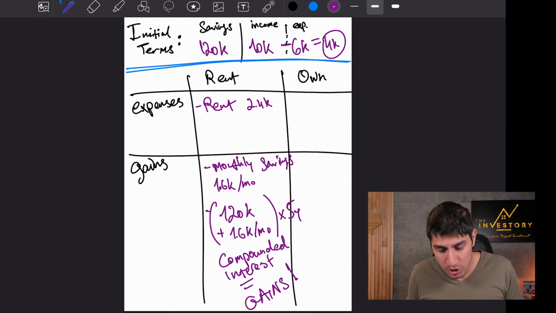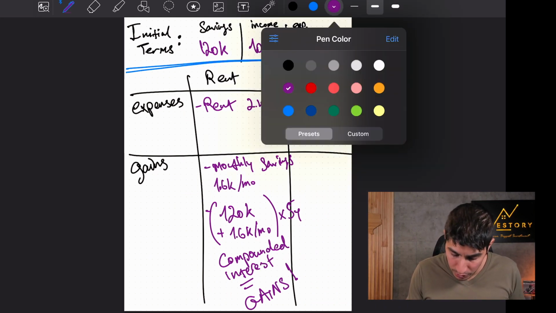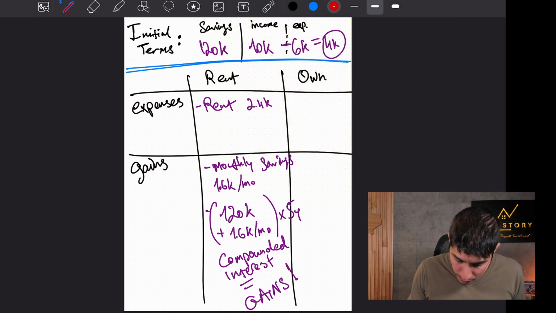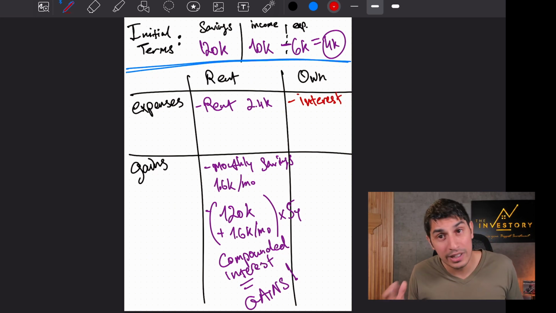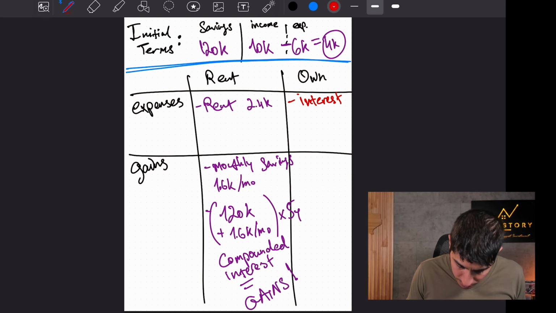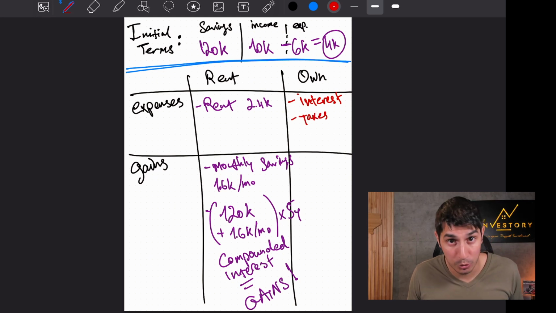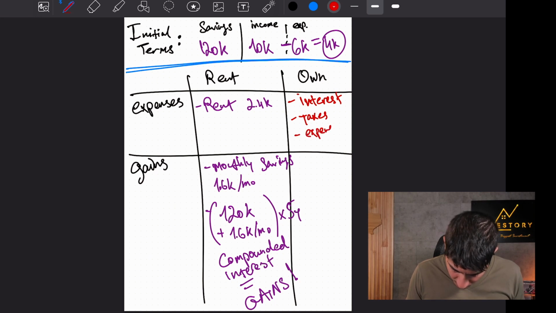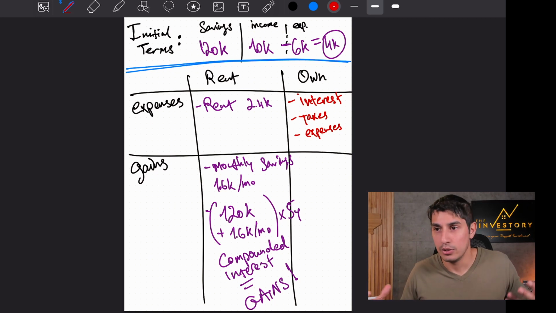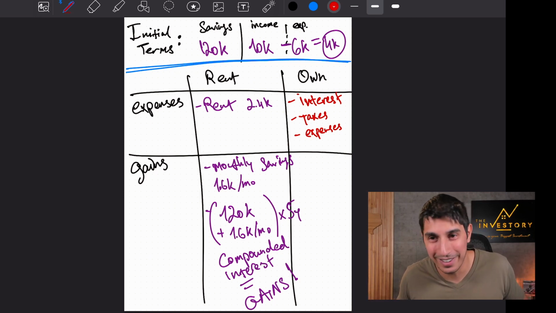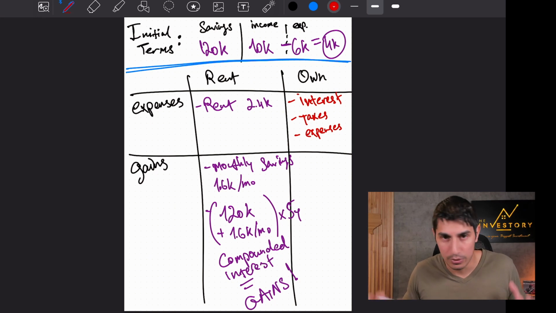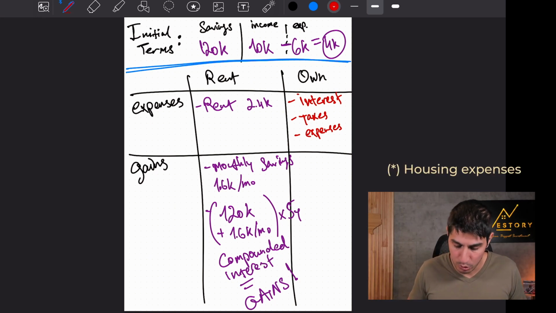Let's talk about the ownership situation. What happens if we own a place? So the expenses that we have are the interest payments, all the interest that we are paying month per month. This money goes away. We'll never see it again. The other thing is the taxes that we pay, property taxes. And then we have expenses of me being a homeowner. Every now and then the roof blows apart, the HVAC tears down, whatever the case may be, we have some expenses associated with it.